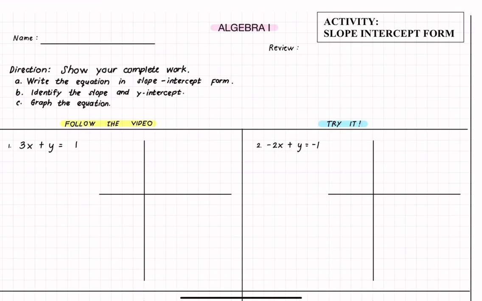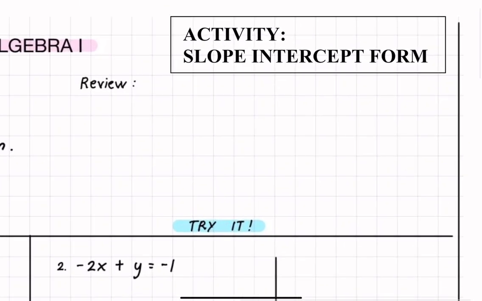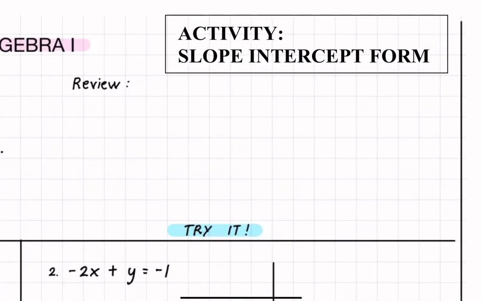Hi guys, so for today our topic and activity is about slope intercept form. So just a quick review, class. Slope intercept form is in the form y is equal to mx plus b, wherein m is the slope. Remember, for the formula of slope, we have m is equal to rise over run.